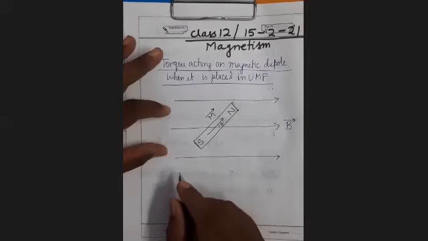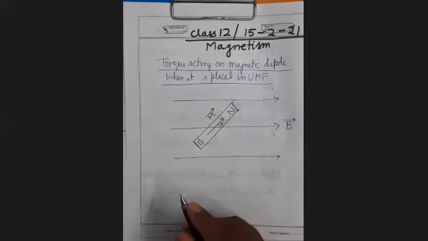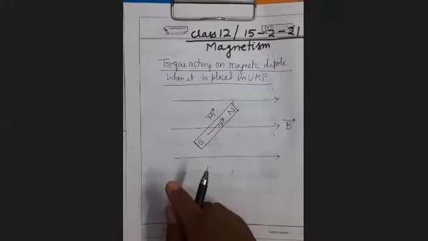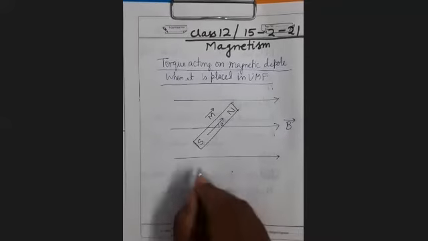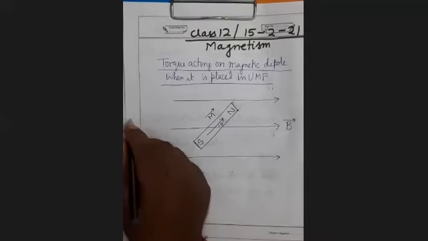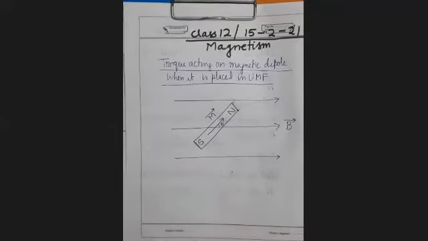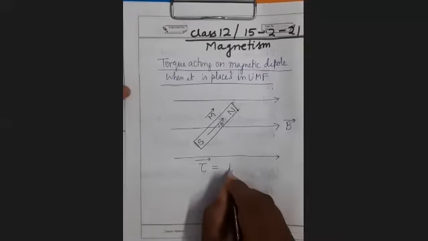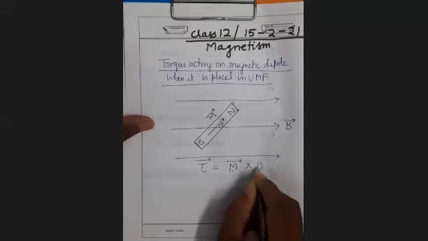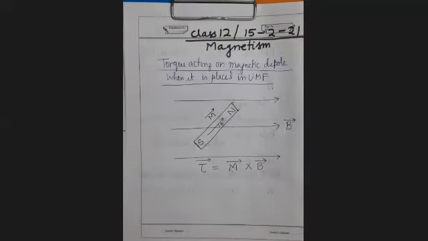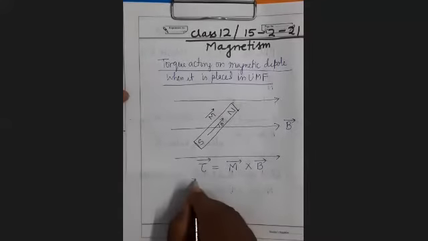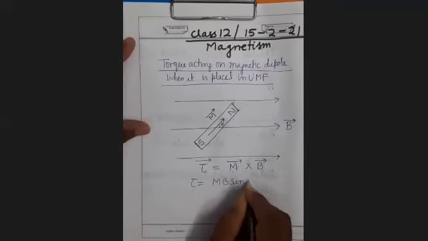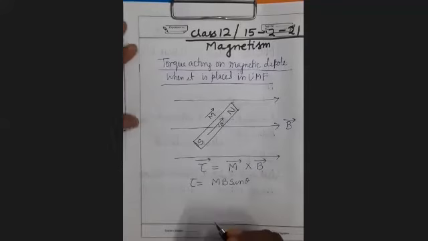So we can find the formula exactly using the formula of the electric dipole. In case of electric dipole, this formula is tau equals vector P cross vector E. Here it will be tau equals vector M cross vector B. P के place पर क्या ले लेंगे? M लेंगे. So when you write tau equals MB sin theta, this will be the magnitude.